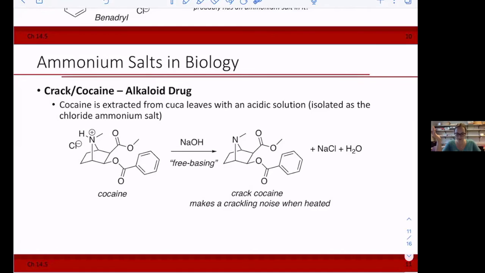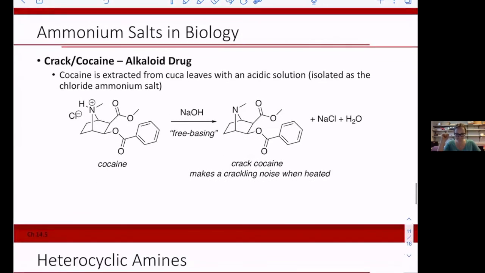I guess that's what they do. I don't know, but that is all about crack. There you go. Now you guys know more about crack.